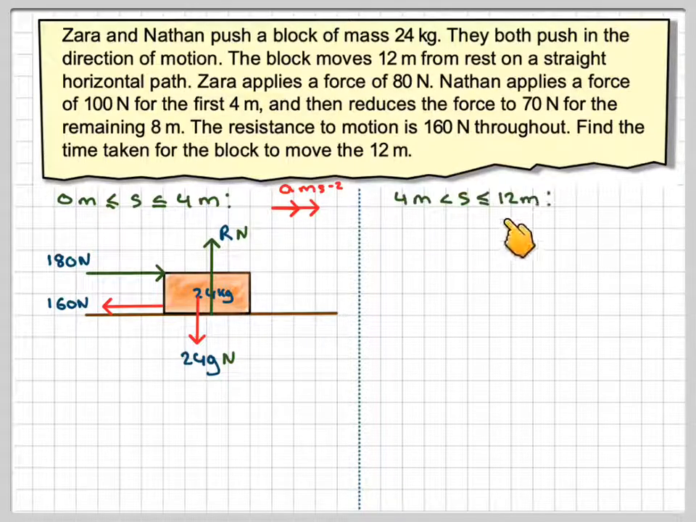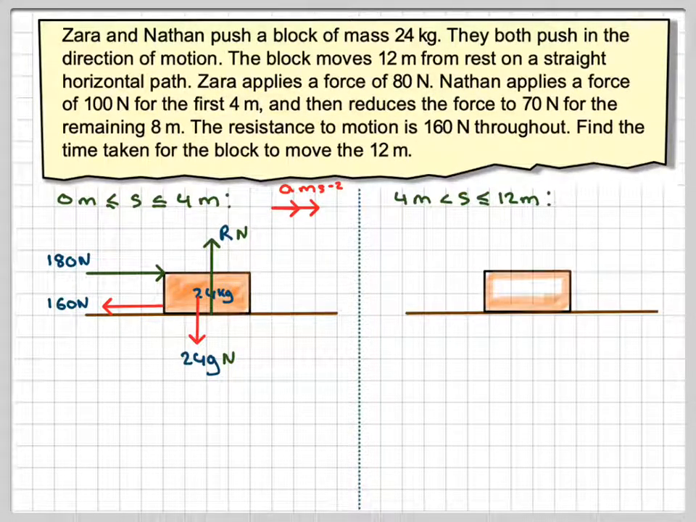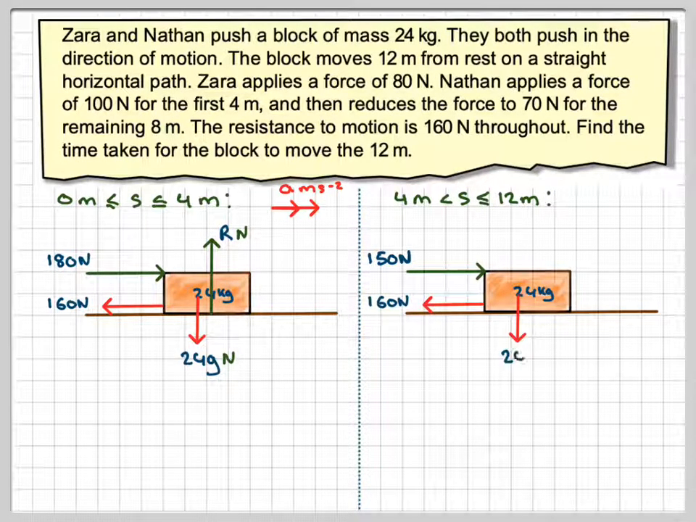Okay, then from 4 to 12 the forces are different. So the combined force now is only 150 because Nathan has reduced it to 70. The resistance is 160. We've got the weight acting downwards and the reaction going upwards. And we've got a different acceleration from this acceleration here.